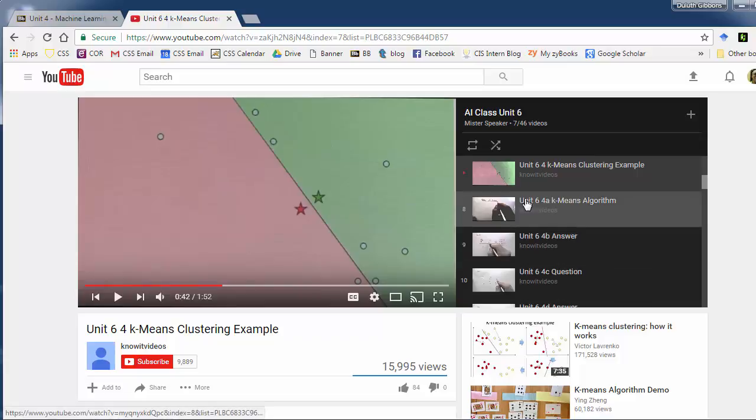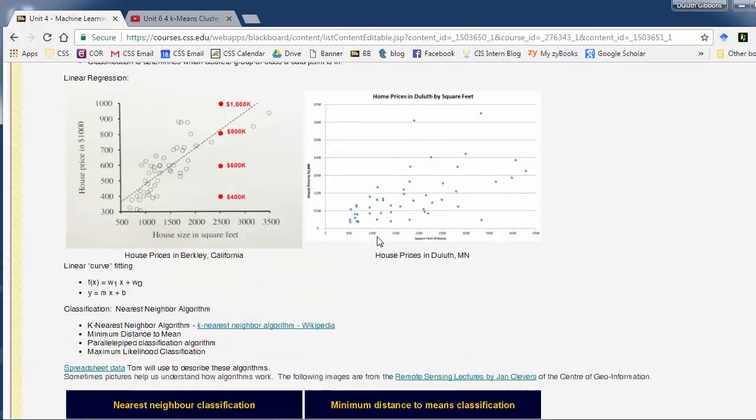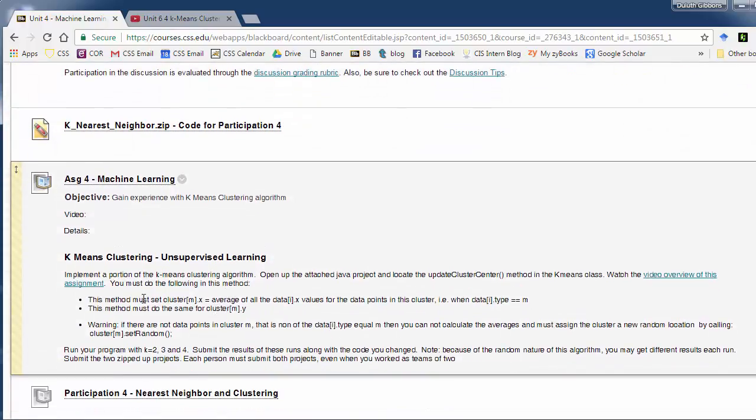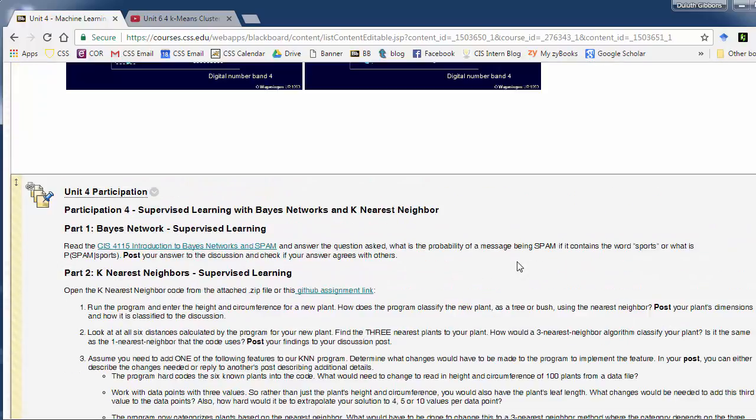So go through this algorithm. He does a great job of explaining it, and then we will be using that in the assignment. So I'll walk you more through this when we go into the assignment and look at the code for the assignment. Okay, so that's a quick review of machine learning.